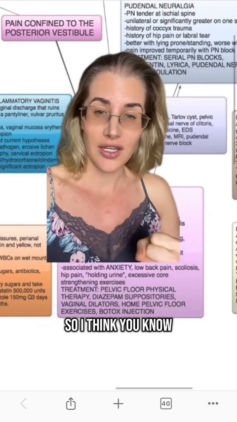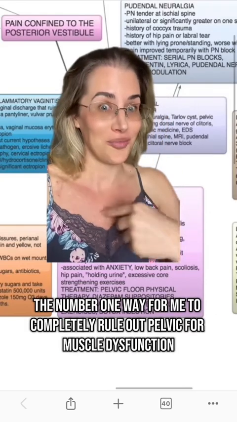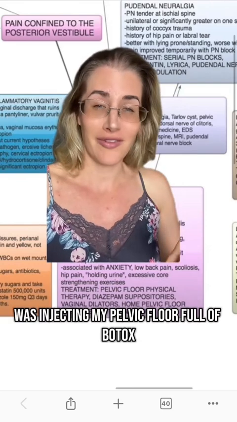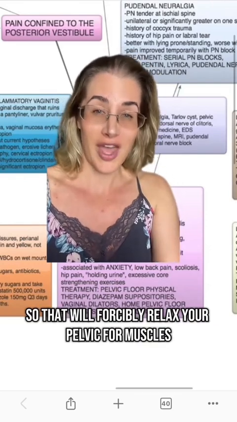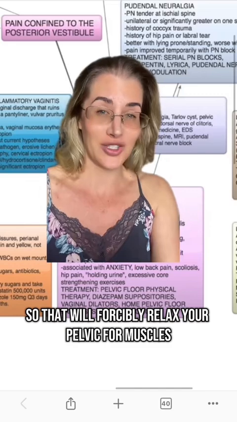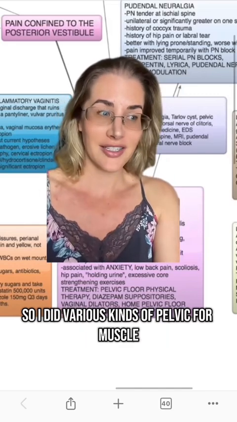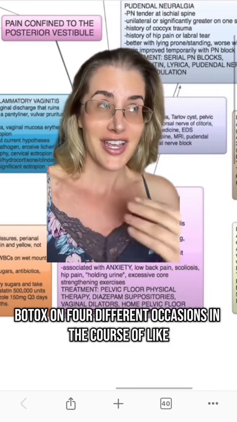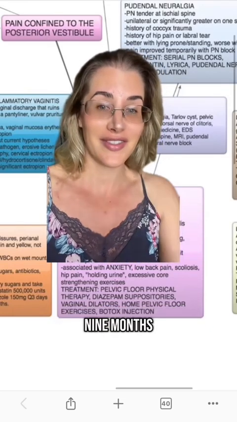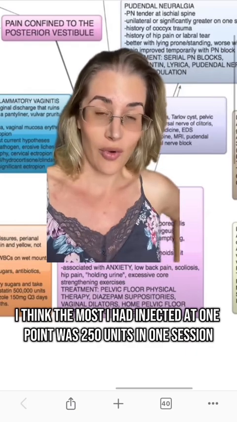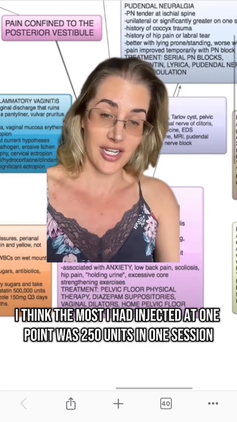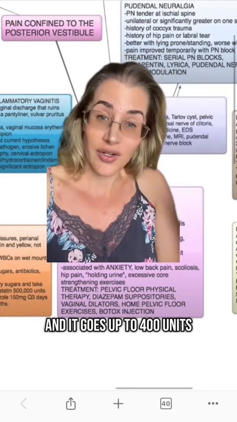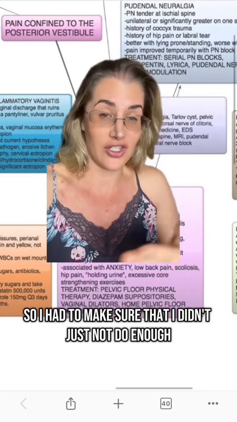So I think the number one way for me to completely rule out pelvic floor muscle dysfunction was injecting my pelvic floor full of Botox. That will forcibly relax your pelvic floor muscles. So I did various kinds of pelvic floor muscle Botox on 4 different occasions in the course of about 9 months. I think the most I had injected at one point was 250 units in one session. The first time it was only 100 units. And of course I looked into it and it goes up to 400 units. So I had to make sure that I didn't just not do enough.